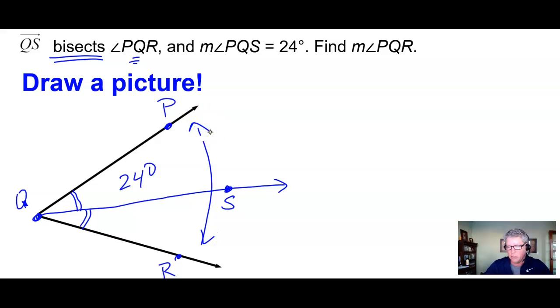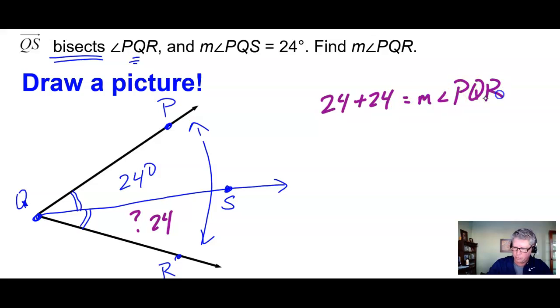Well, little plus little equals big. If this is 24, what does this have to be? It has to be 24. So 24 plus 24 is equal to the measure of PQR, and that is equal to 48. That's a really simple problem if you feel good about the word bisection and you understand little plus little equals big. All right, you got this.